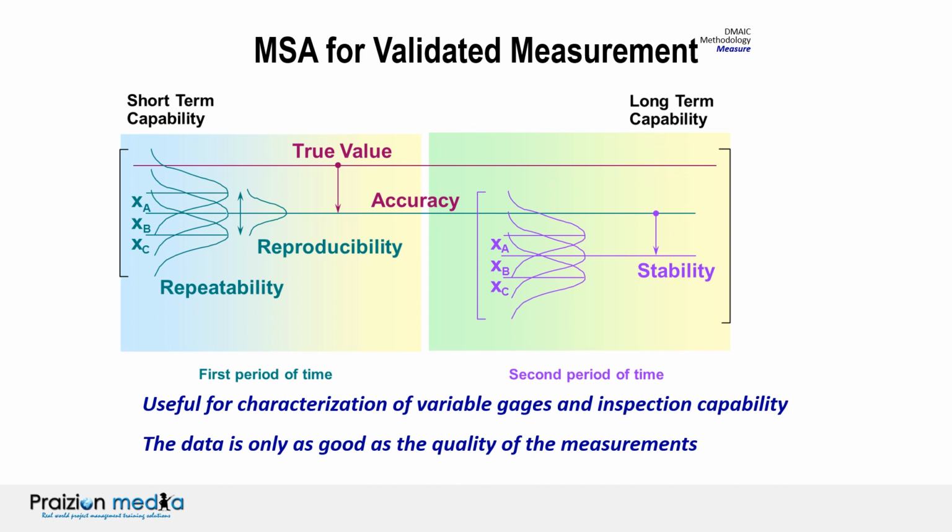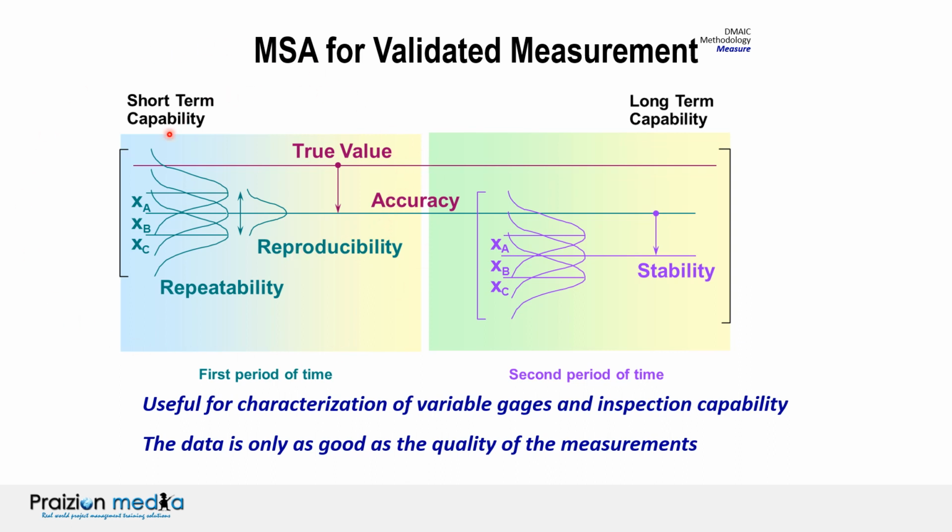MSA for the validated measurement. There are two concepts here: short-term capability and long-term capability. Short-term capability is that your system should be accurate, repeatable and reproducible. You measure the same part 10 times, it should be measuring the same thing. You have 10 parts which you are measuring at different times, it should be repeating the same measurement on those 10 parts because they are essentially the same parts. That is repeatability, this is reproducibility, and hitting the target is the accuracy.